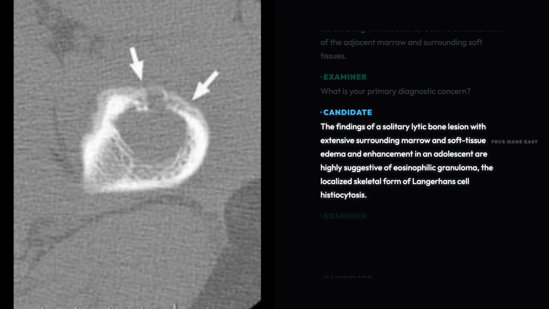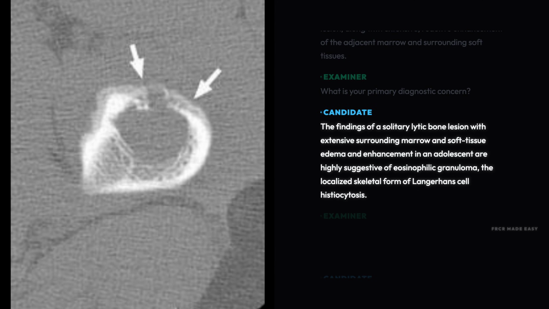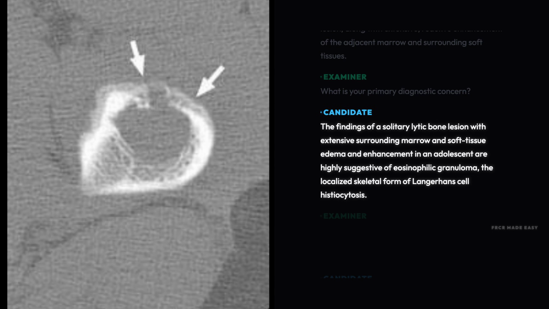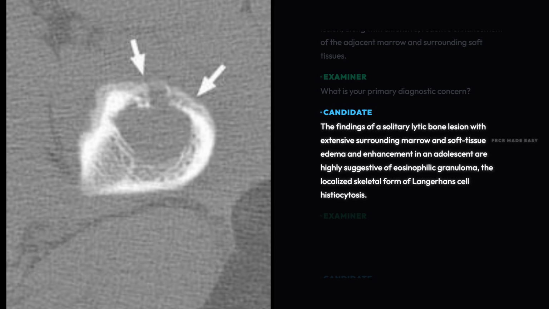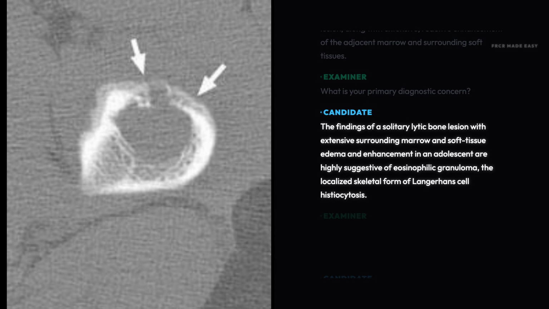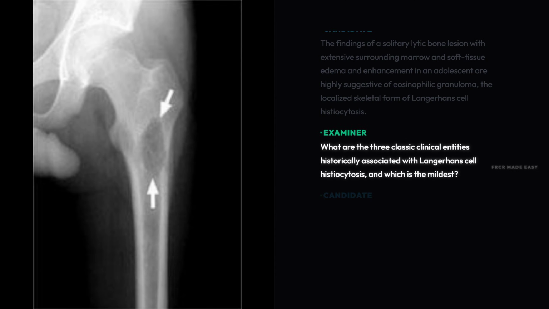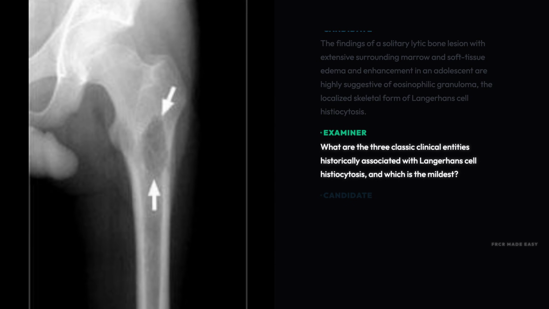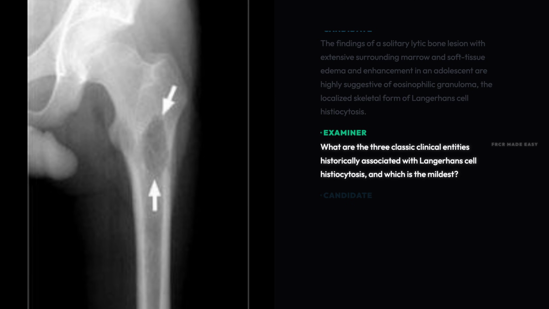The findings of a solitary lytic bone lesion with extensive surrounding marrow and soft tissue edema and enhancement in an adolescent are highly suggestive of eosinophilic granuloma, the localized skeletal form of Langerhans cell histiocytosis. What are the three classic clinical entities historically associated with Langerhans cell histiocytosis, and which is the mildest?